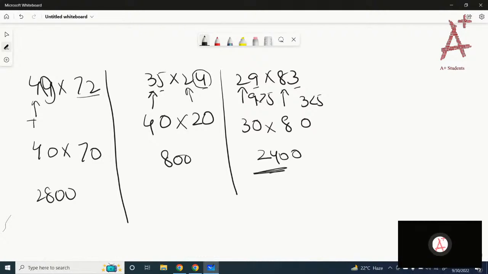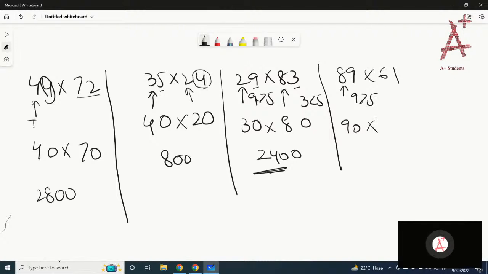Okay, the next one is estimate the products, that is 89 times 61. So you have to round off the numbers. So 8 is at the tens position and here you have 9. 9 is greater than 5. That means you have to round up. So add 1 to 8. 8 plus 1 is 9 and add a 0. So 89 is rounded to 90.